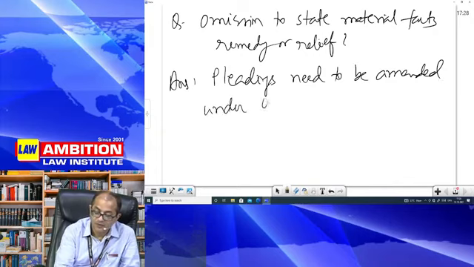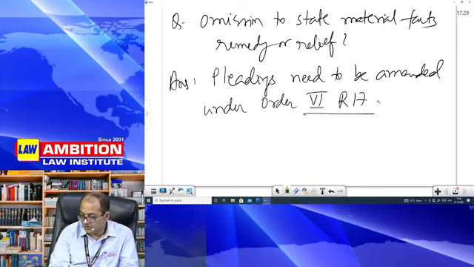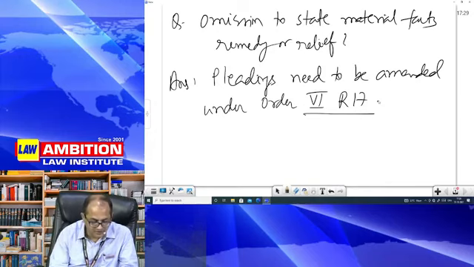Under Order 6, Rule 70, we'll see how amendment of pleading is allowed, and when it is allowed. It can be allowed to both parties, plaintiff and defendant, because they have to file the pleading. Pleadings will come from both sides, plaint and written statement. Is this clear?